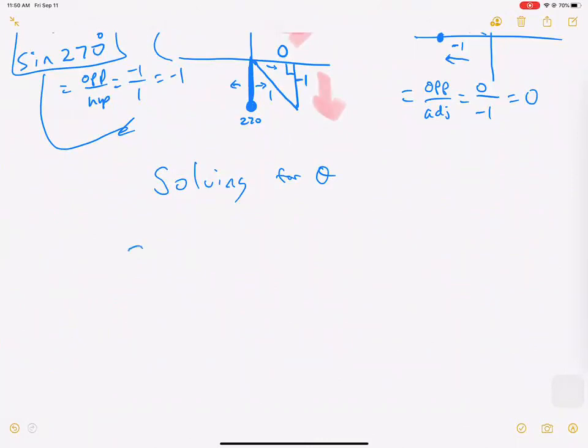So if I told you sine of theta is equal to 1/2, I'm looking for theta, but I'm given the sides, 1/2. Now we've got to do some detective work here. First, we're going to draw a cross.